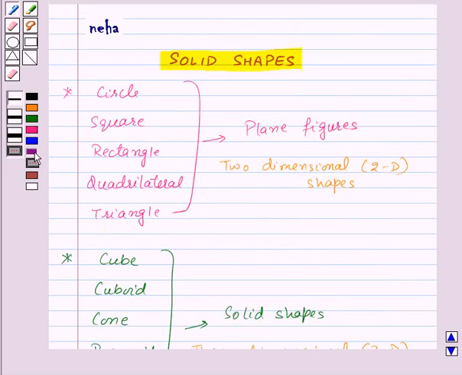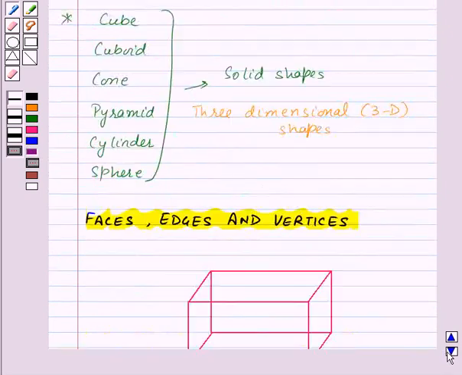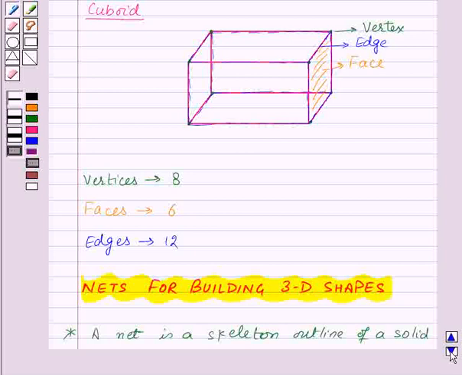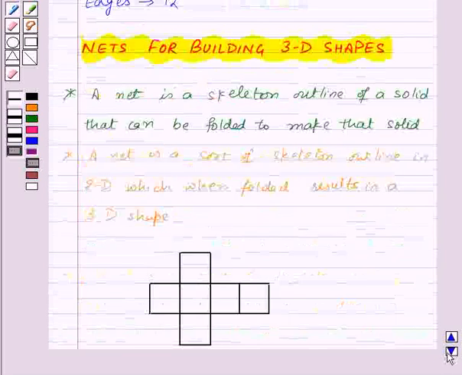Thus, in this session, we have learnt about two-dimensional shapes, three-dimensional shapes, faces, edges and vertices of three-dimensional shapes and nets for building three-dimensional shapes.